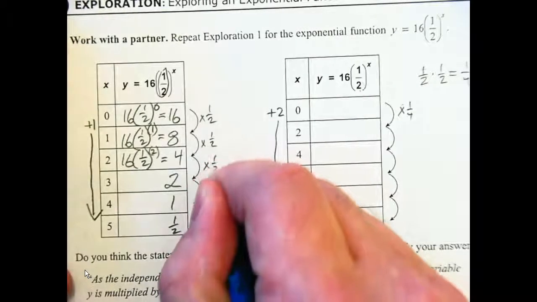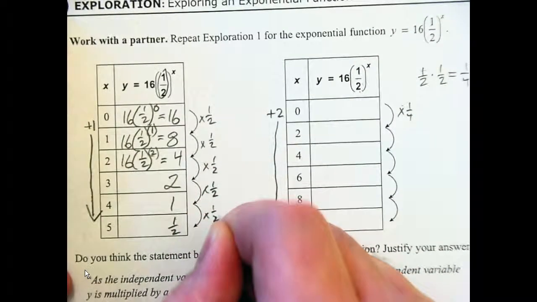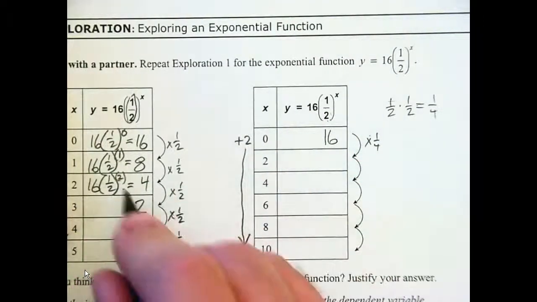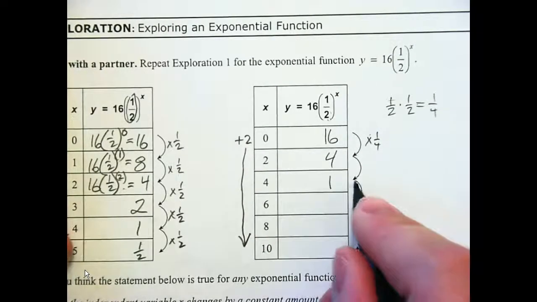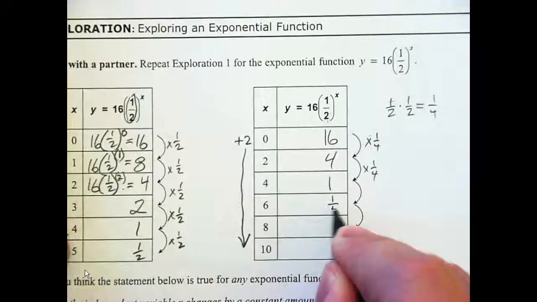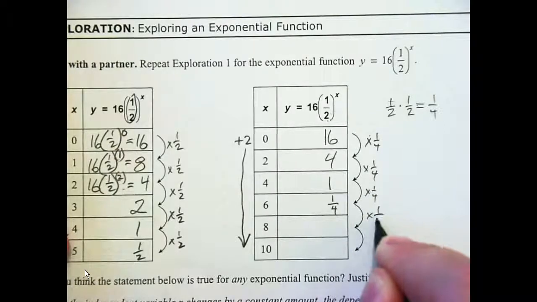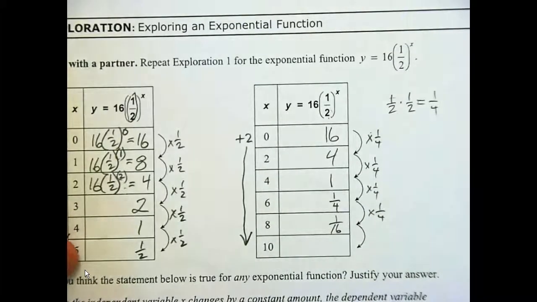Each time we're multiplying by 1/2. I obviously stopped showing the work there because I can see the pattern happening. Okay. And we know that this one's 16. We know that 2 is 4. We know that 4 is 1. If we're multiplying by 1/4 every time, 6 is going to be 1/4. Okay? And then 1/16, and 1/64.